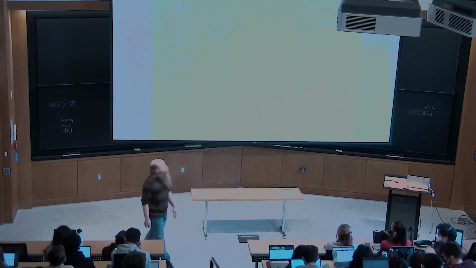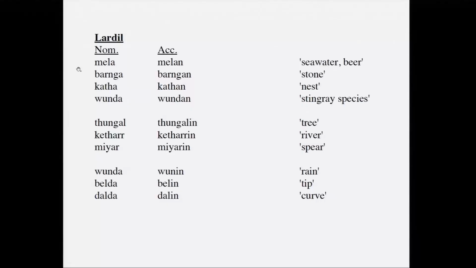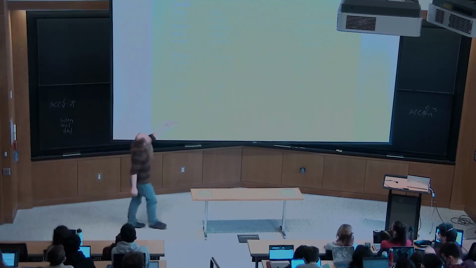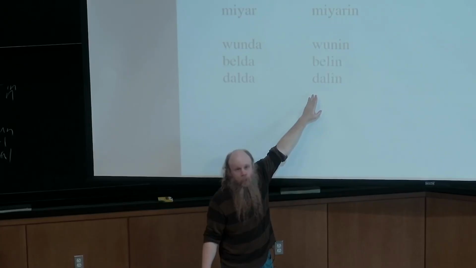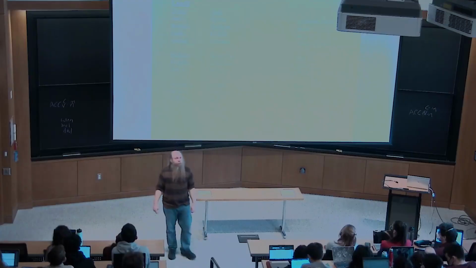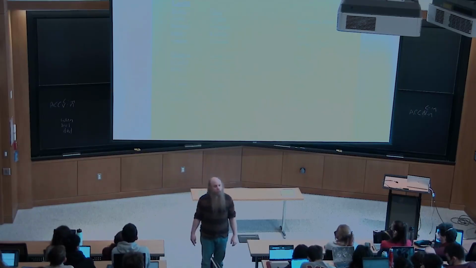So I think Vlada is raising a good point. All of the other words that I've shown you, mela, barnakada, wunda, tongalakeda, miar, they're all two syllables long, yeah? If there were words like wun, bel, and dal, they would be our first Lardil monosyllables. Now here's the fact about Lardil. It doesn't have monosyllables. All of its words are at least two syllables long.